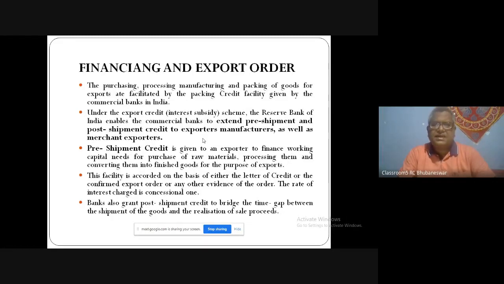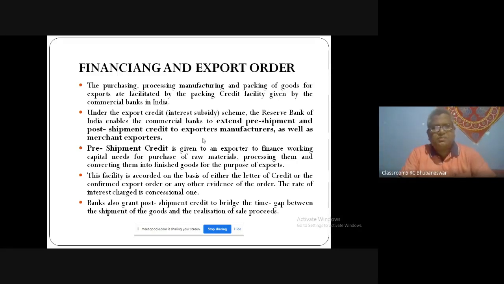It means that the type of finance, working capital, is needed at the time of purchase of raw material or converting it into finished goods for the purpose of export. Means amount, finance, money, fund or working capital is required for purchase of raw material and converting it into finished goods to be sent for export. That is called pre-shipment credit.